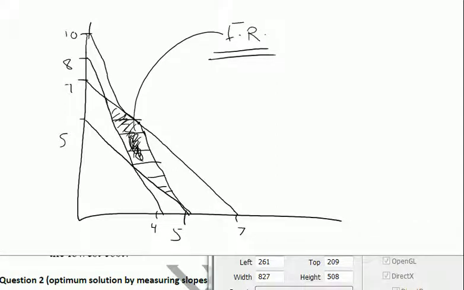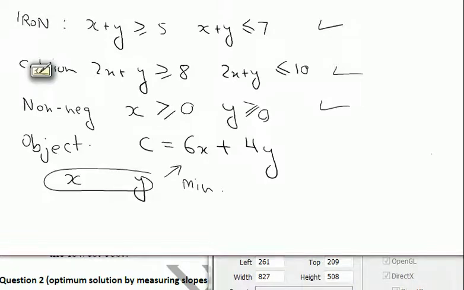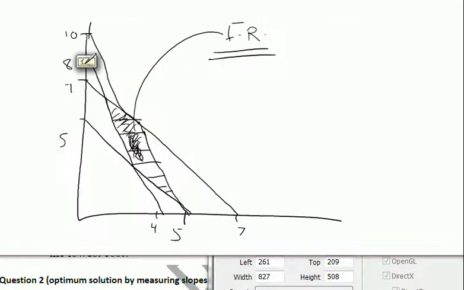Moving on, once we have identified our feasible region, we have to focus on our objective function. Our objective function said that we have to minimize the cost, and it was equivalent to C equals 6x plus 4y. To identify the cost minimization point, we will find the corners of our feasible region.